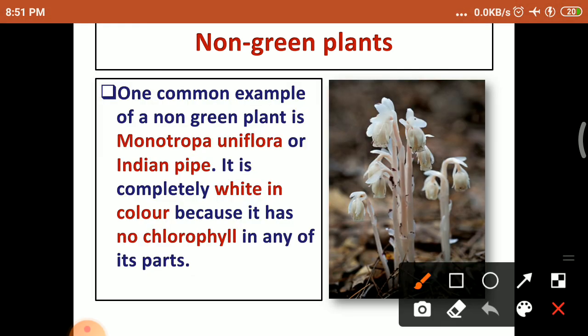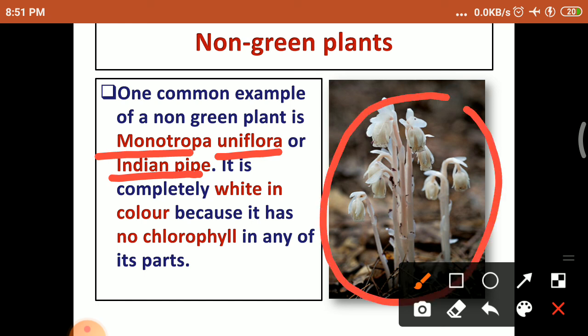One common example of a non-green plant is Monotropa uniflora, the Indian pipe. Look here, this is white in color, so we simply call it a non-green plant. The name of this plant is Monotropa uniflora. Otherwise, we can call it Indian pipe, and it is completely white in color.